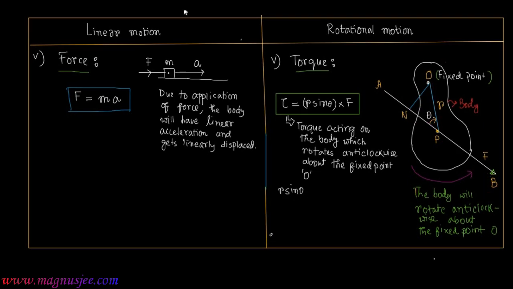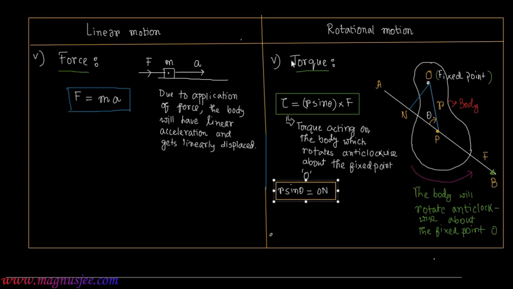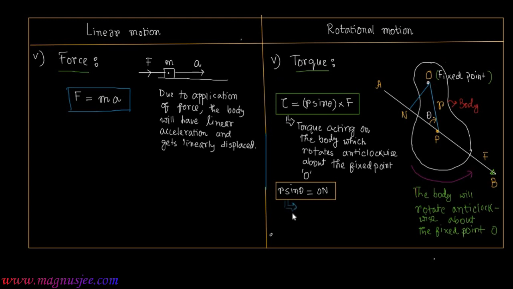Here R sin theta is equal to ON, which is the perpendicular distance of the line of action of force AB from the fixed point O. R sin theta is equal to ON, the perpendicular distance of the fixed point O from the line AB of action of the force F.